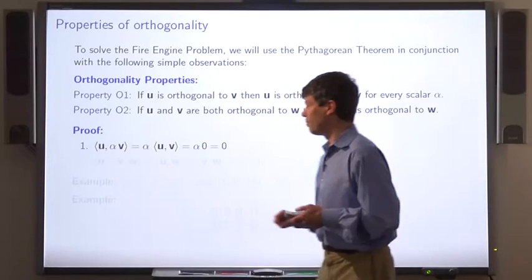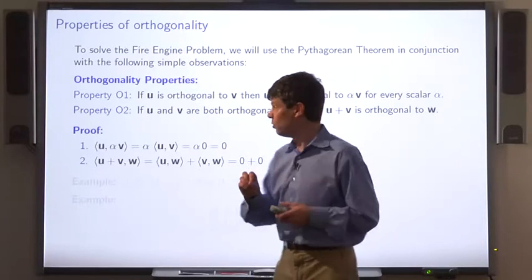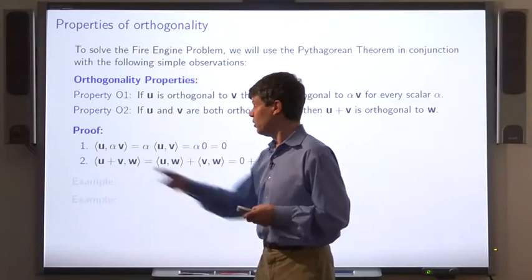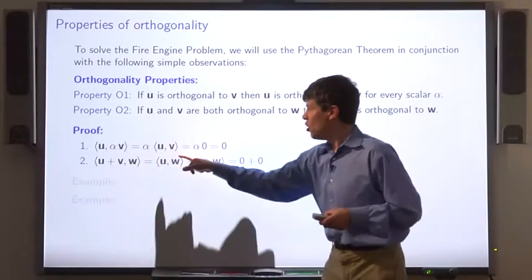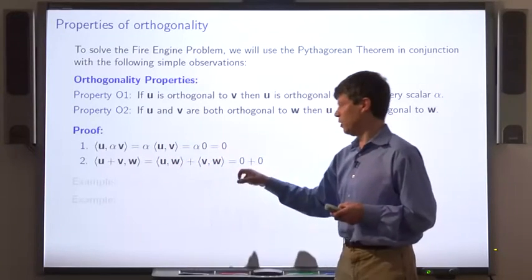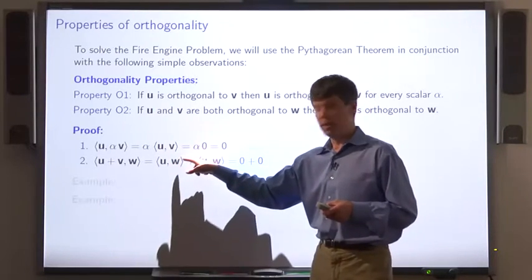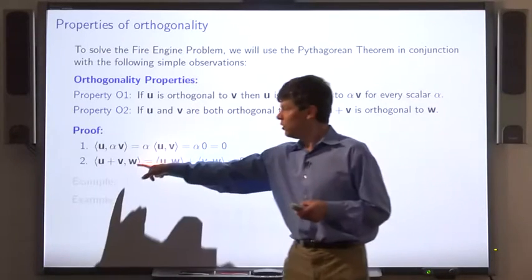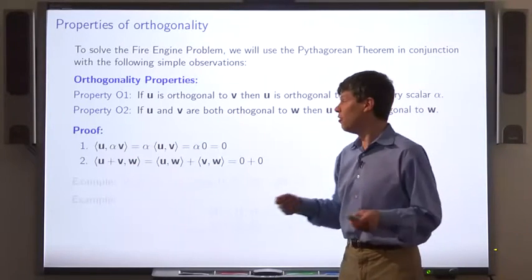which shows that u and alpha v are orthogonal. Now, if u and v are both orthogonal to w, we want to show that u plus v is orthogonal to w. So what's the inner product of u plus v with w? Well, we can use a property of inner product to split up this inner product as the inner product of u with w plus the inner product of v with w. And each of these inner products is 0 because we've assumed that u is orthogonal to w and v is orthogonal to w. We get a sum of 0 plus 0 showing that this inner product is also 0. So u plus v is orthogonal to w.